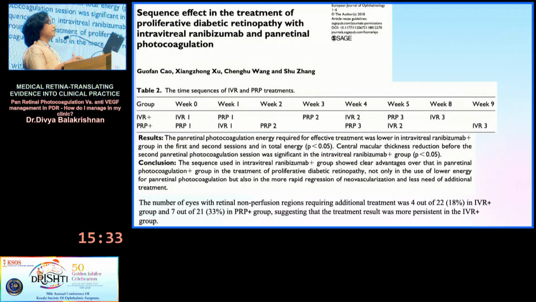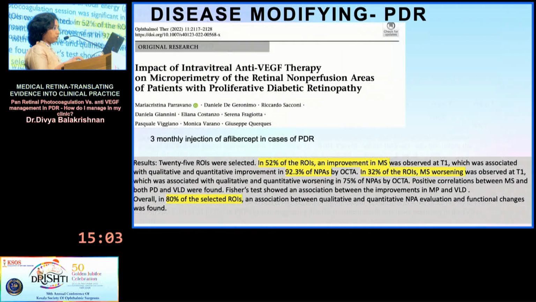So when we consider treating the patient with the combination, which one would you do first? This is a trial which looked at it. In that, the first group received anti-VEGF first, followed by PRP. The second group received PRP followed by anti-VEGF. This showed that the group which received anti-VEGF first required less energy to deliver to get the desired burn, and also the need for retreatment was less in this group. So this study showed that anti-VEGF followed by PRP might be a better option.